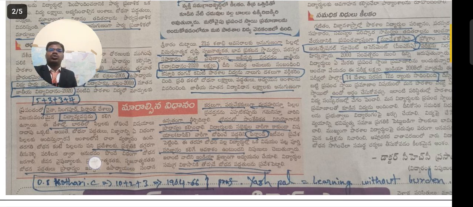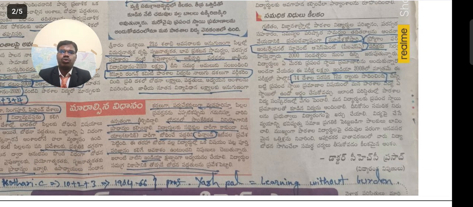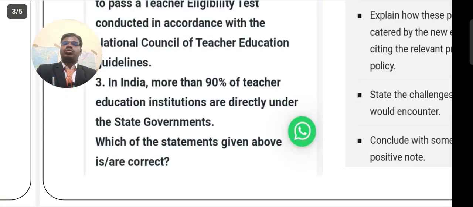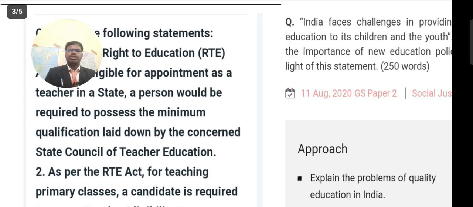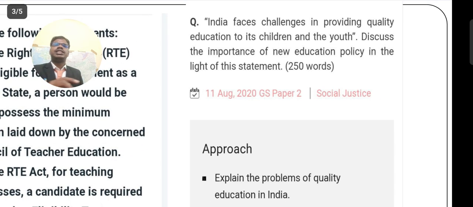A small quotation: learning without burden. This is also a very good quotation from the Yashpal Committee. So first of all, I took one prelims MCQ and a mains question. The mains question is completely related to the essay part only. That's the reason I took it.